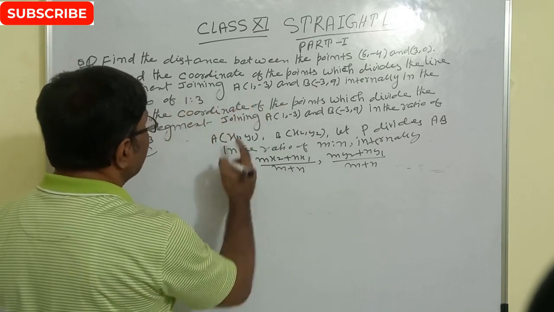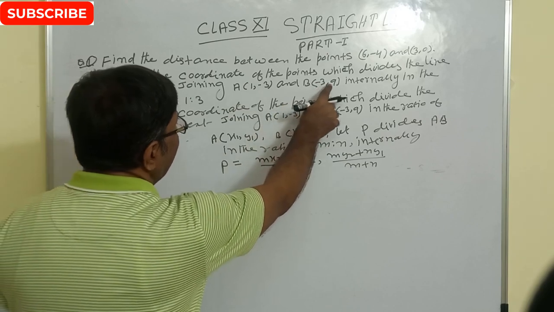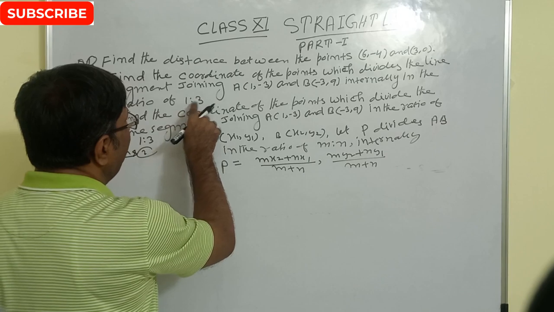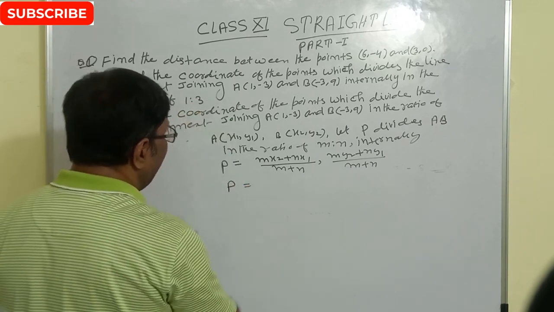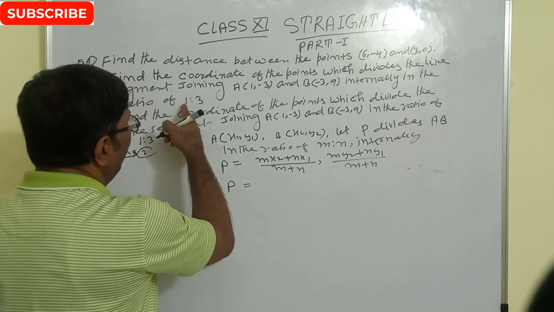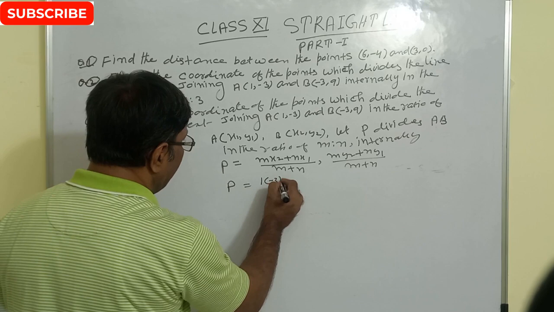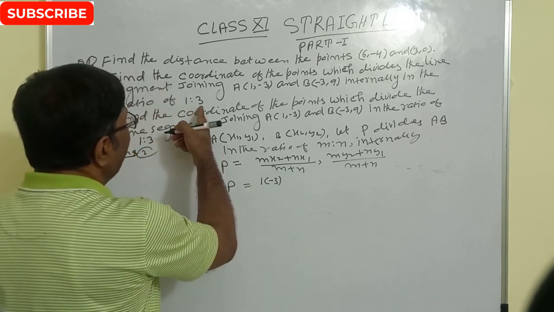So here A is given as (1, -3). B is given as (-3, 9). And the ratio is given as 1:3, that is m is 1, n is 3. So we can write P equal to mx2. So m is 1, so 1 into minus 3. And this is n, so 3 into what? That is x2.